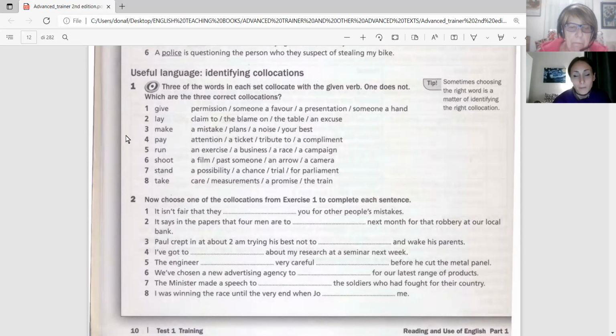Stand. Now, stand a possibility. Stand a chance. Chance. Come? Chance. A chance. Ok. Stand a chance. Stand trial. Trial. Stand for parliament. Parliament. Stand, in piedi, cioè alzare, sollevare. Yes. Ok. In general meaning, yes, but here they are all different meaning.